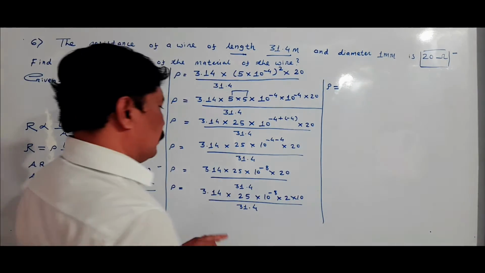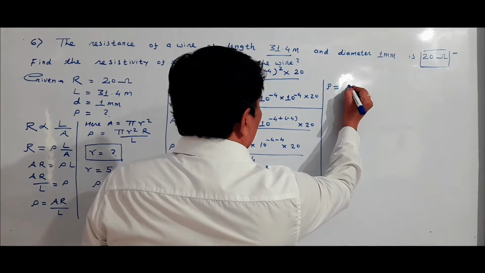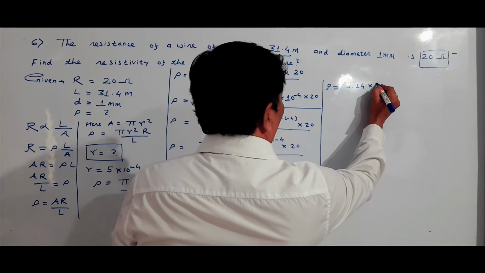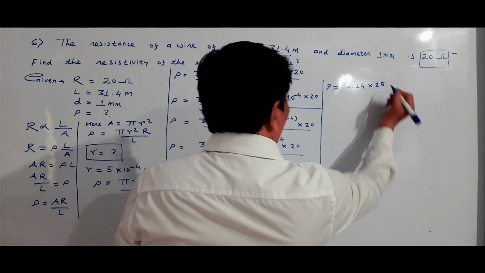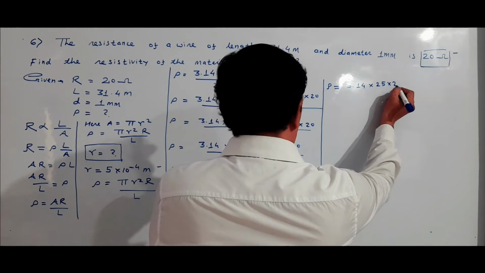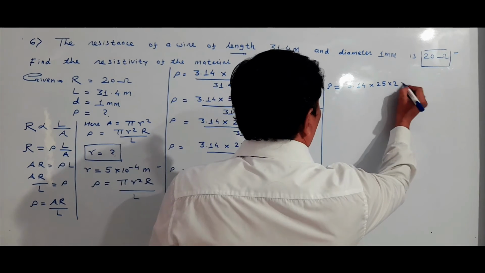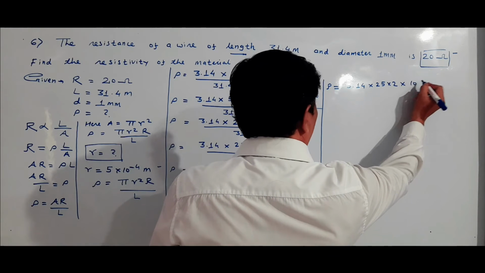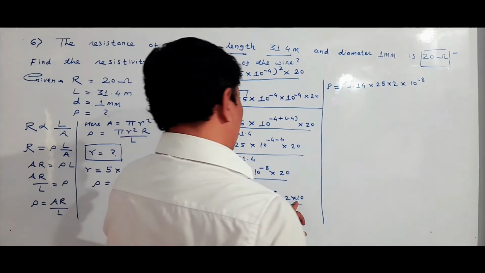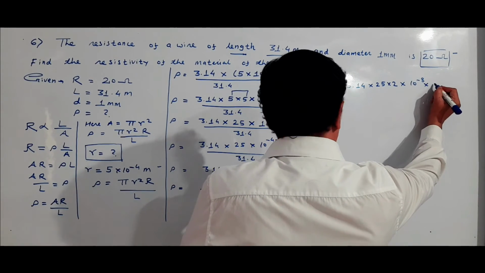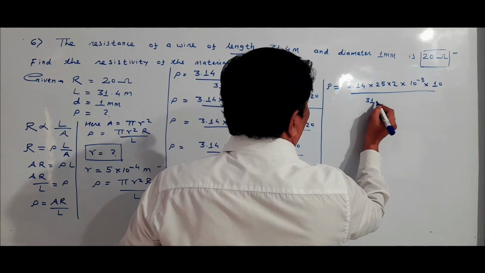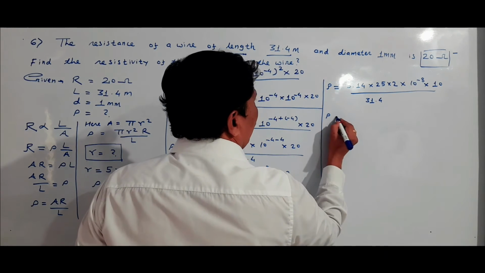Resistivity of a material is equal to 3.14 into 25 into 2 into 10 to the power minus 8 into 10 upon 31.4. We have just arranged the values.